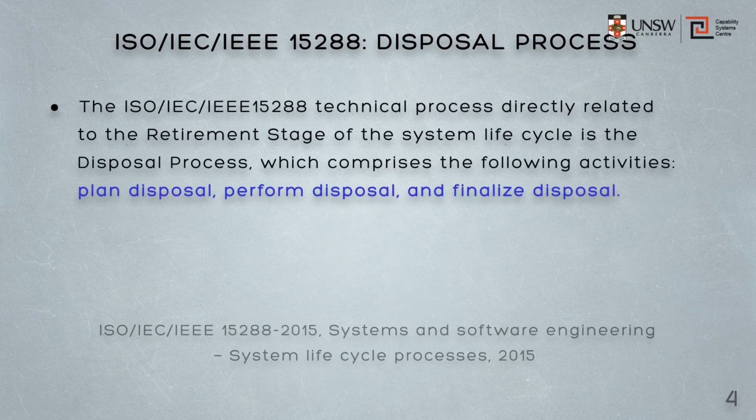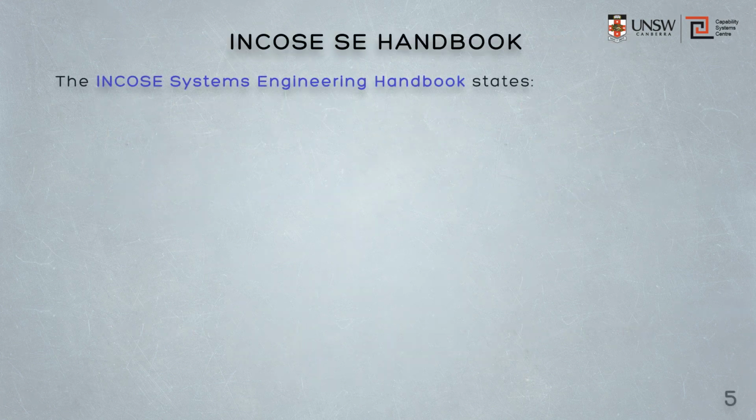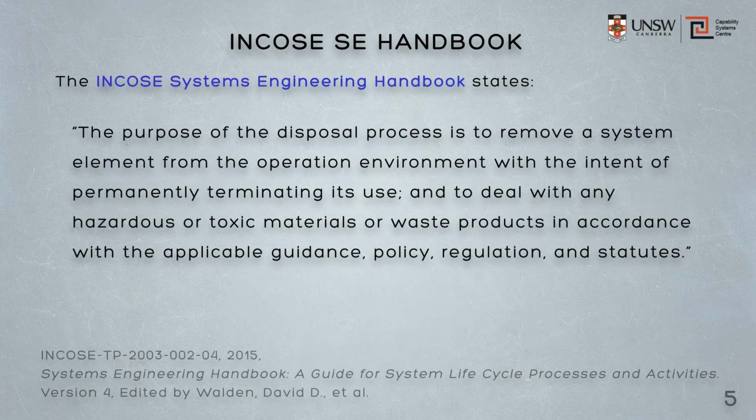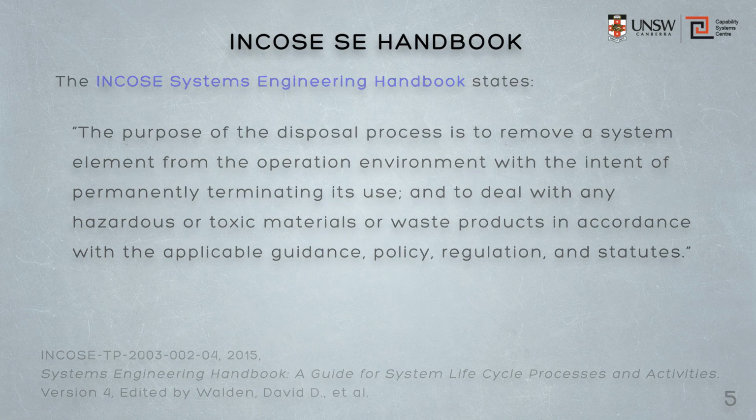For example, ISO/IEC/IEEE 15288 refers to the disposal phase, which comprises the following activities: plan disposal, perform disposal, and finalise disposal. The INCOSE Systems Engineering Handbook states, the purpose of the disposal process is to remove a system element from the operation environment with the intent of permanently terminating its use. Now, this is obviously disposal rather than retirement. It implies that at the end of its life cycle, the system will be permanently terminated.